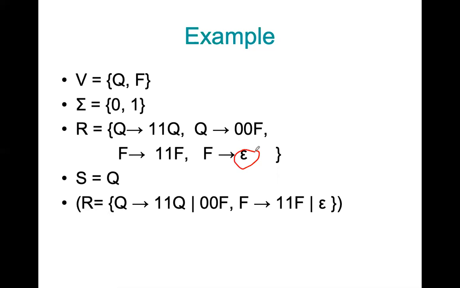S is equal to Q, which means we are going to start our rules from the Q variable. The first rule starts from Q: Q is equal to 11Q. A slash is used to separate two productions for the same variable, so Q is 11Q slash 00F. And F is equal to 11F or epsilon. So this is an example.